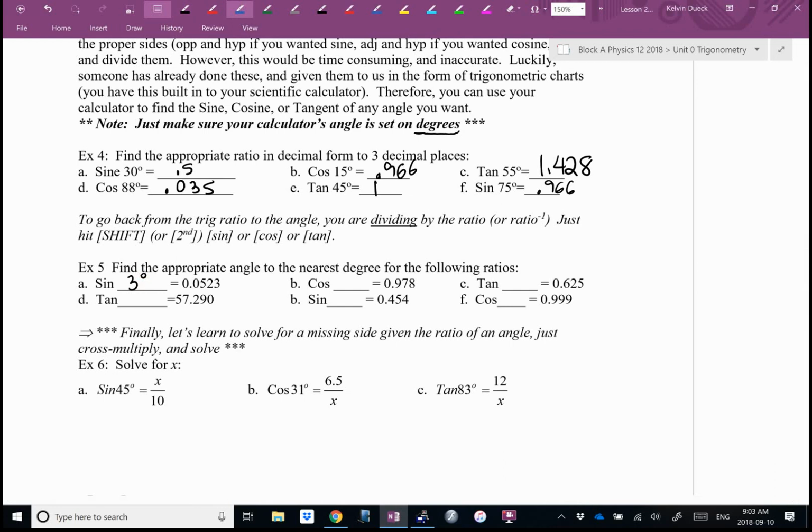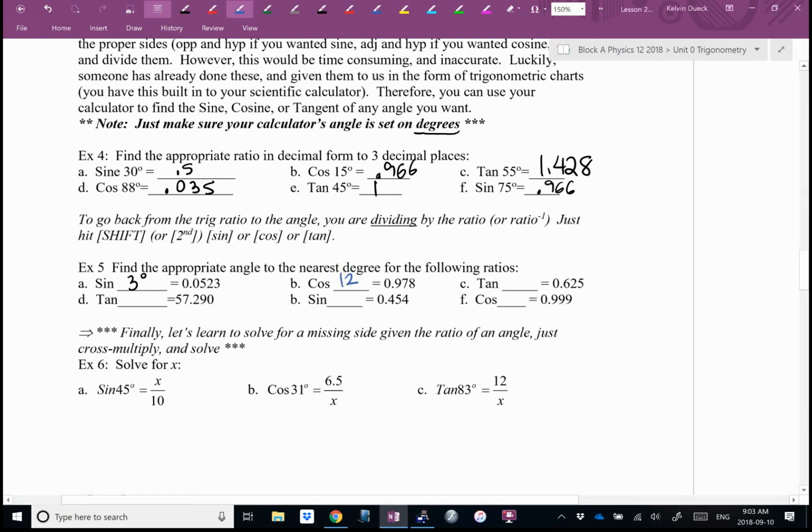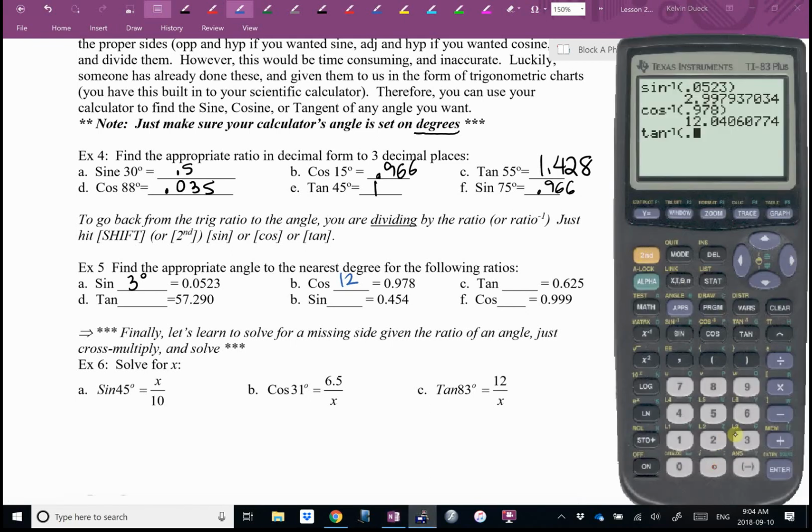If I know that the cosine was 0.978, if I go second function cos of 0.978, I find that the angle was 12 degrees. Is that right? If tangent of angle was 0.625, what is angle? 32 degrees?